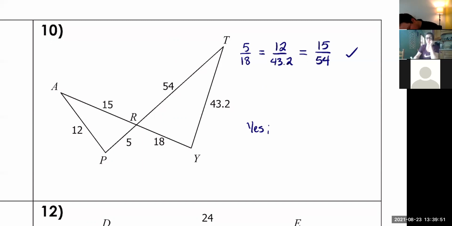We would say this one's careful, this one's a little backwards. Triangle PAR is similar to triangle YTR.